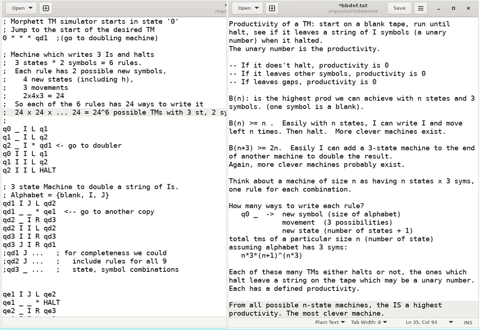So I claim that B is a well-defined function. You give me a number, all right, 8 states. I will assign homework. My students will run out and try and figure out the most clever 8-state machine. I might need a lot of students for this because there's a lot of possible machines, but they will be searching and they'll try to find what's the most clever 8-state machine, and there's only a finite number of them, so there is somewhere a most clever 8-state machine, and its productivity is B of 8. So that's an important property of B.